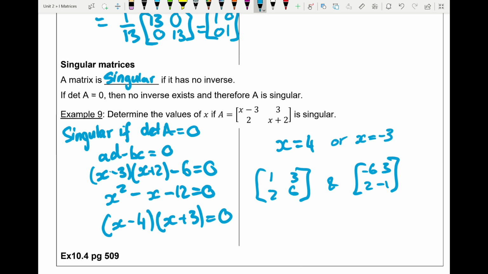That doesn't exist. Well, sorry, it does exist. It's 0, but then 1 over it doesn't exist. And same thing for this. Negative 6 times negative 1 is positive 6, take 6 is also 0. So both of these matrices are what we call singular.